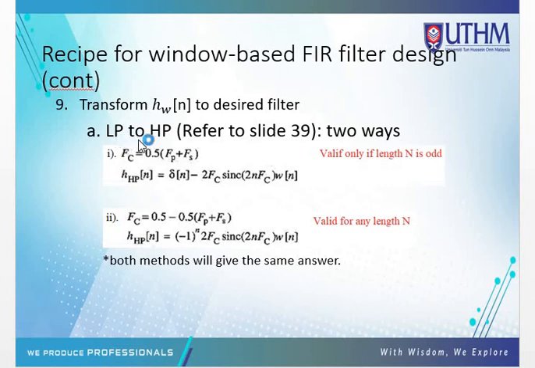Let's say you have a low pass to high pass. This one you can refer to slide 39. There are two ways. First is this one, which is valid for odd n only. If you have n as an even number, you can use this value. But both methods will give the same answer.